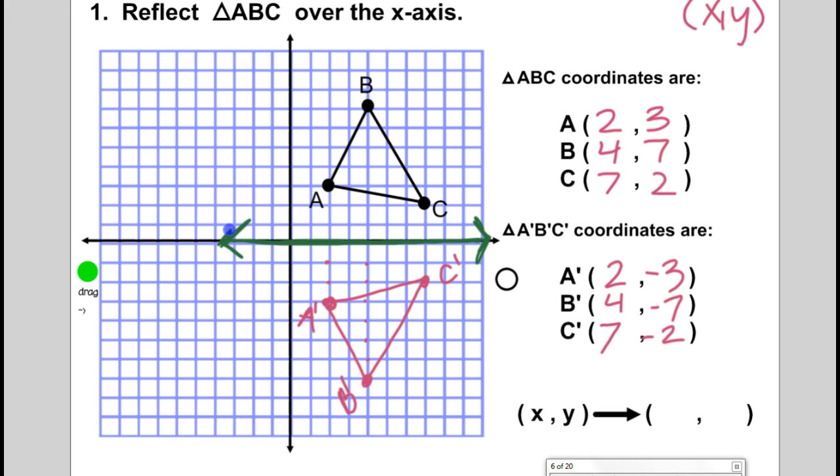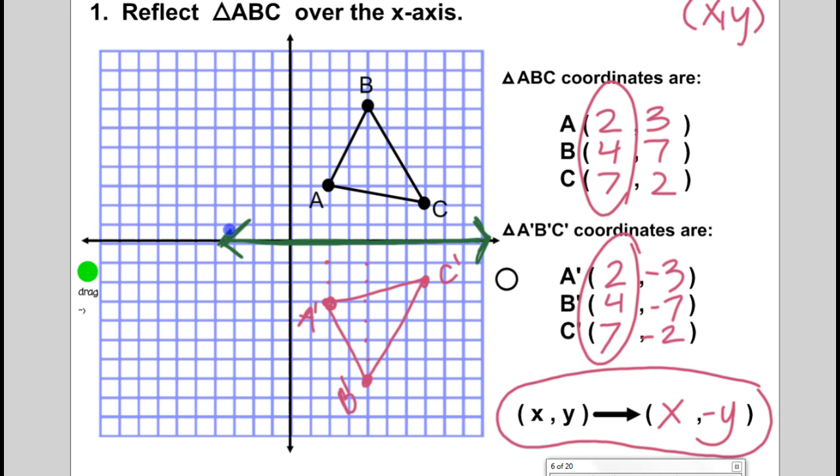So here's the rule right down here. What does x become? X becomes x, because nothing happens to it. And y becomes negative y. Write it down. That's the rule for reflecting over the x-axis. See how these stay the same? 2, 4, 7, 2, 4, 7. And all that happened to the y values is they became negative. Their sign changed. Opposite sign.